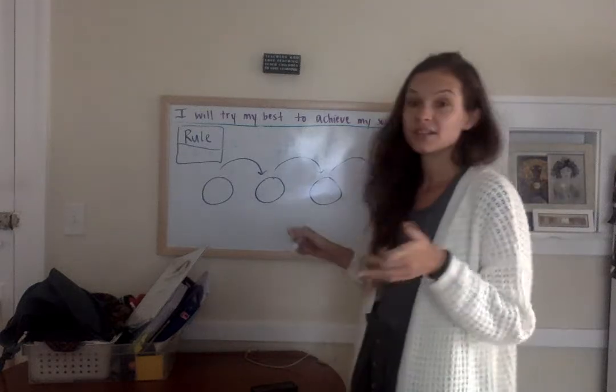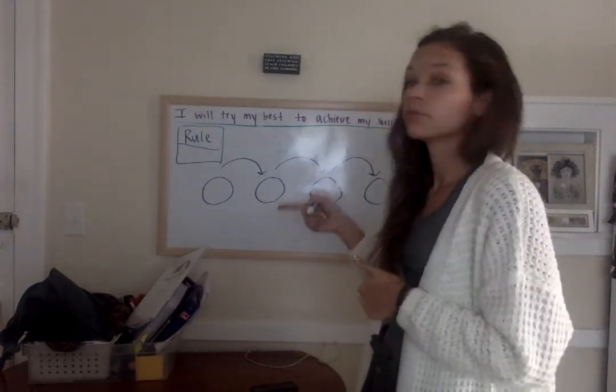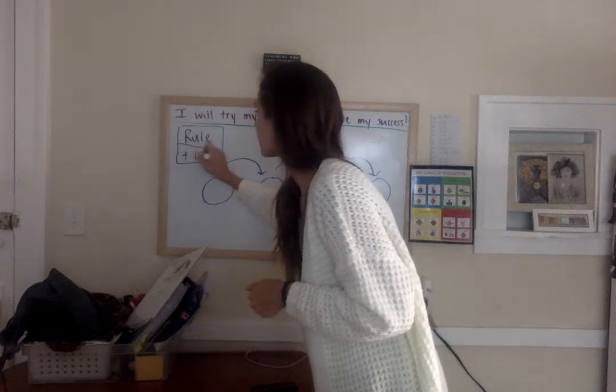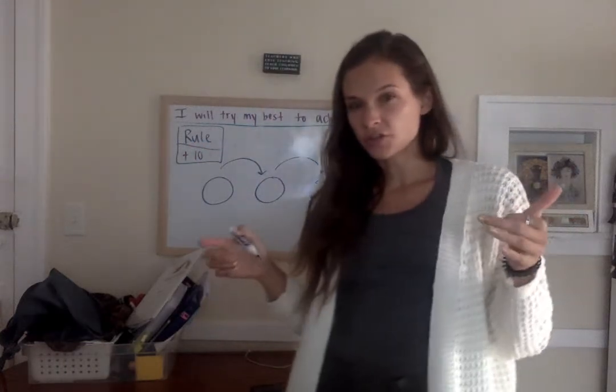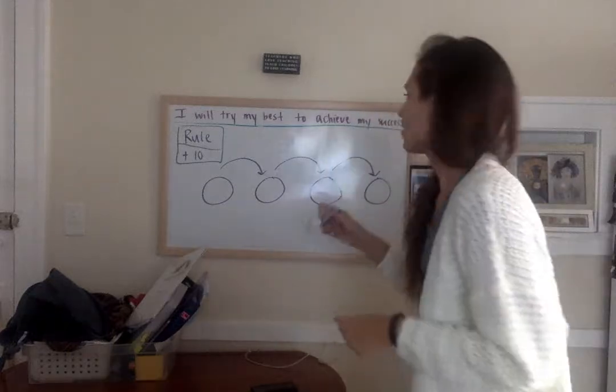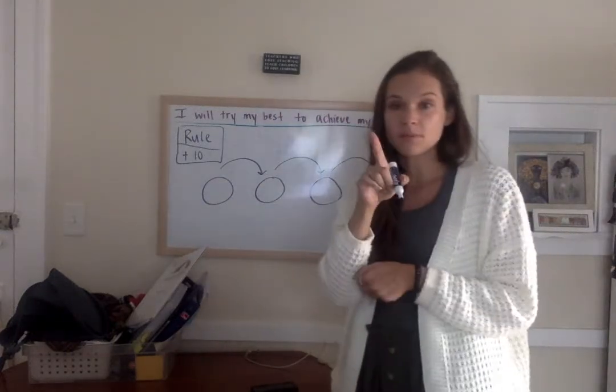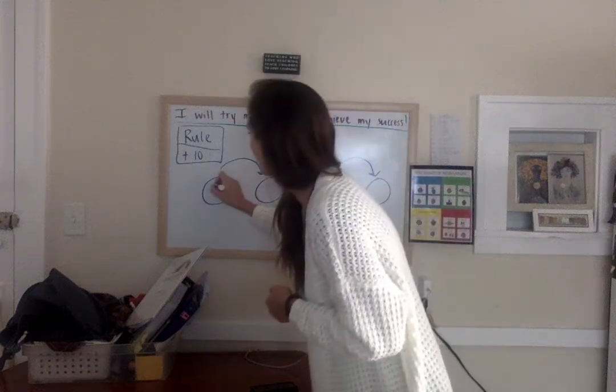Okay, now I'm going to tell you the rule. The rule is plus 10. So is this a growing or a shrinking pattern? If the rule is plus 10, it would be a growing pattern, okay? So I am going to say the rule is plus 10, and I'm going to give you the first number. The first number is 12.